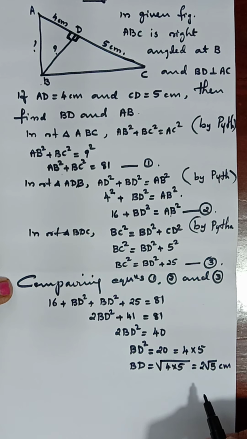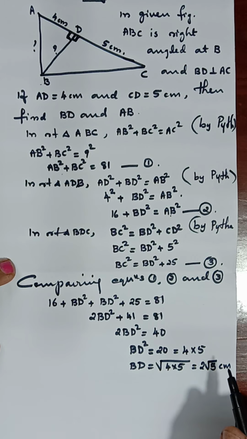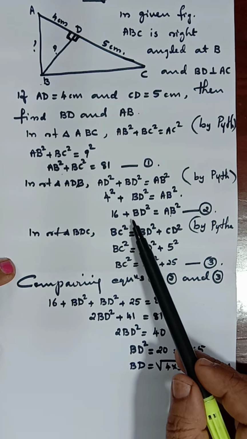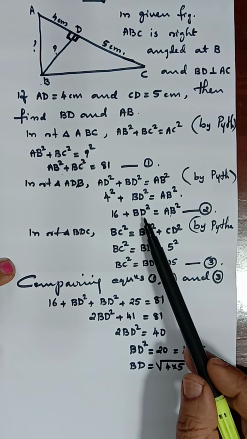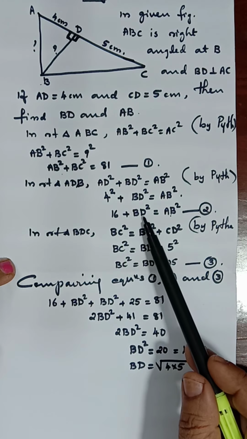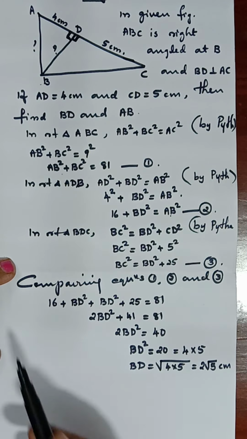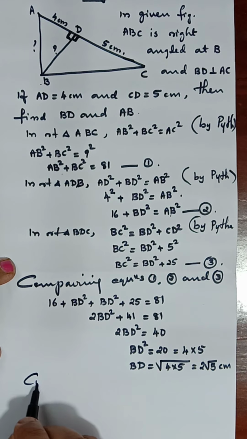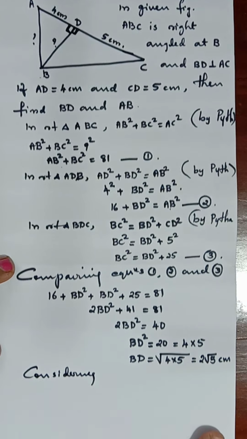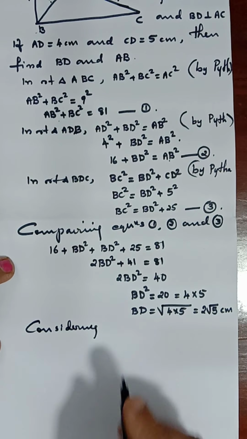Next step is getting AB. So where do we get that? To find AB, in equation 2 we have 16 plus BD square. BD square we have already found out. Therefore 16 plus BD square equal to AB square. That is considering equation number 2.